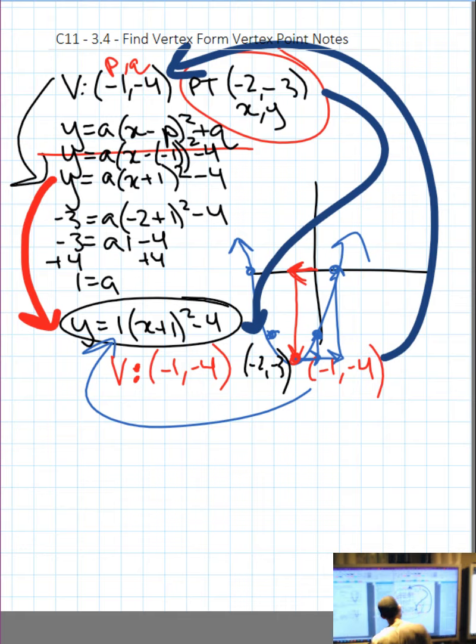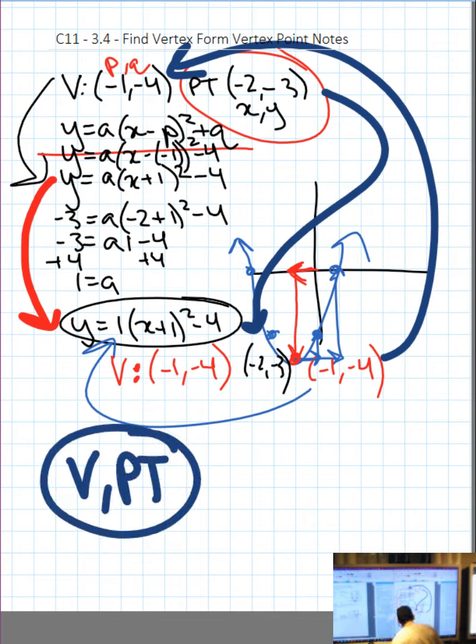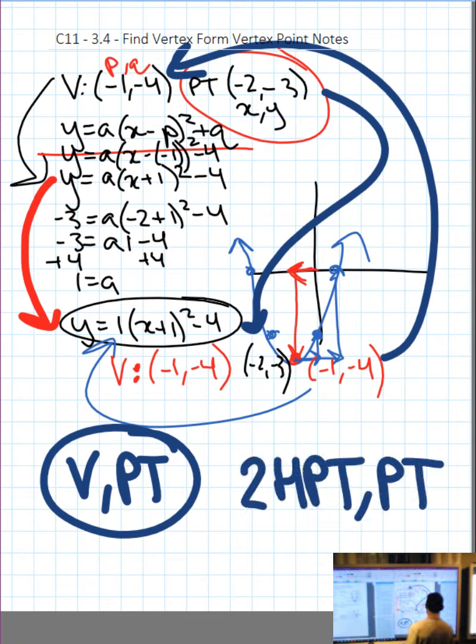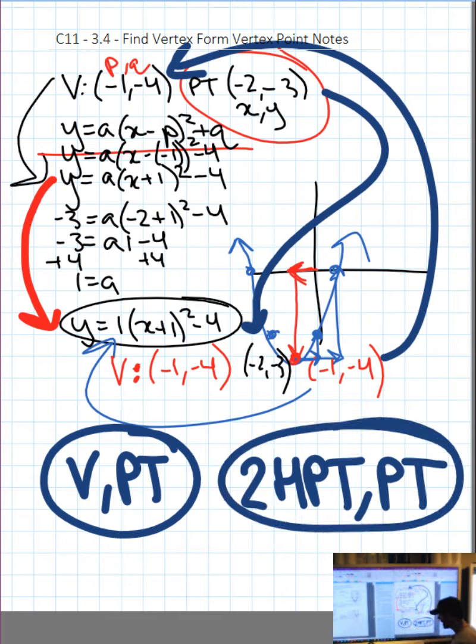So not in the videos and the notes yet, so you may be watching this video at the time, whatever. You can find the equation in vertex form if you have a vertex and a point, or 2 horizontal points and 1 other point. And that will be posted this year, next year, I don't know. Okay, so that's finding vertex form from a vertex and a point, and knowing that if you have 2 horizontal points and another point, you can also find vertex form.